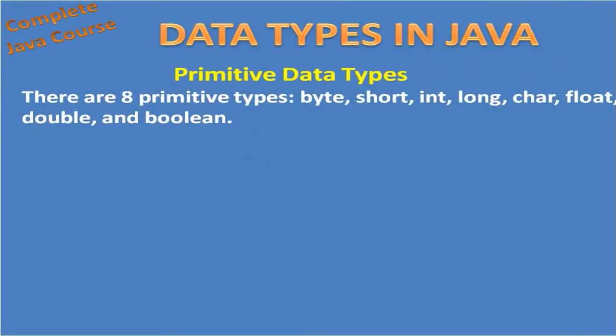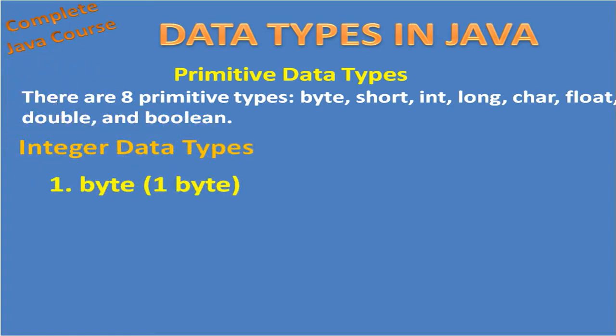Now we will discuss the primitive data types. There are 8 primitive types: byte, short, int, long, char, float, double and boolean. Integer data types. Number 1, byte, it occupies 1 byte of memory.